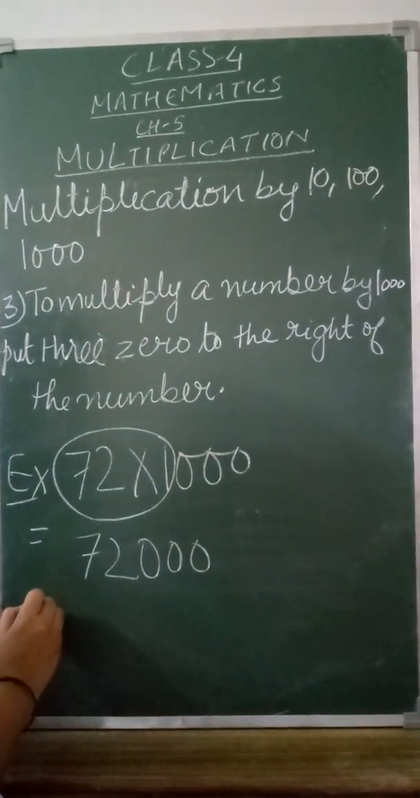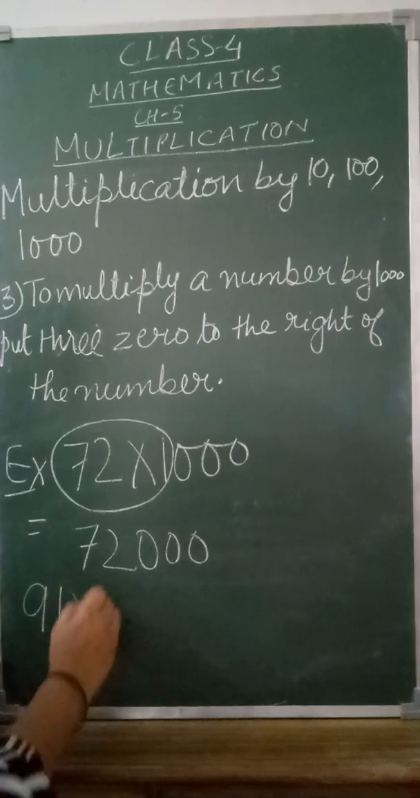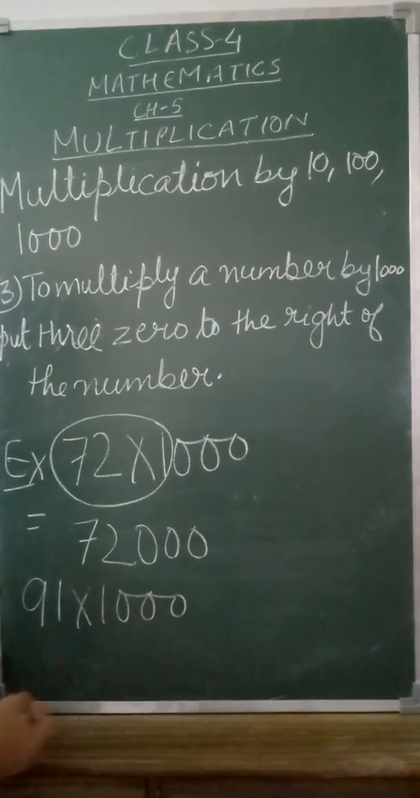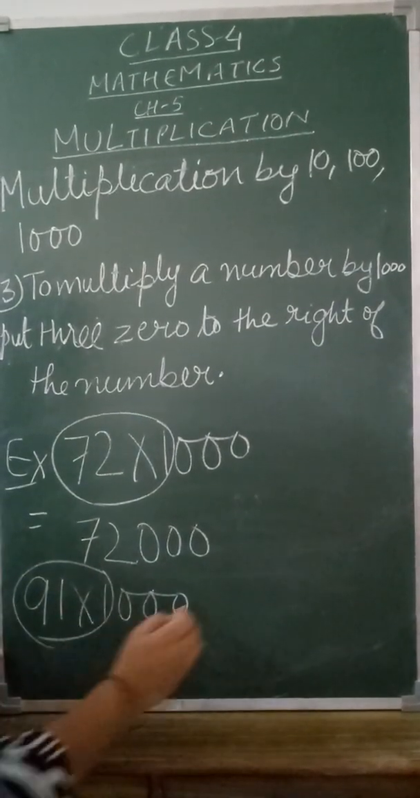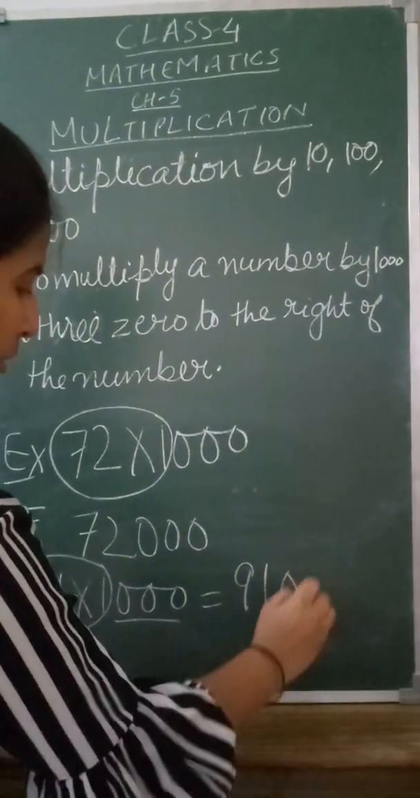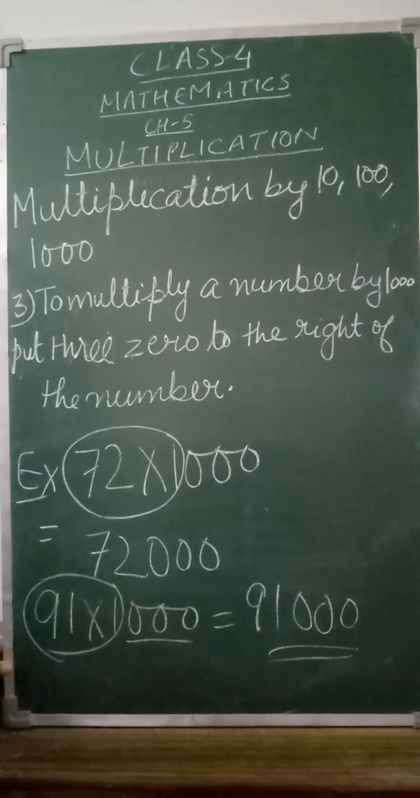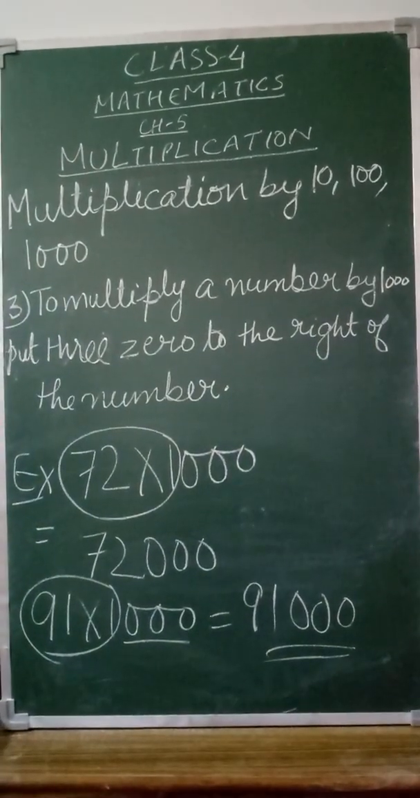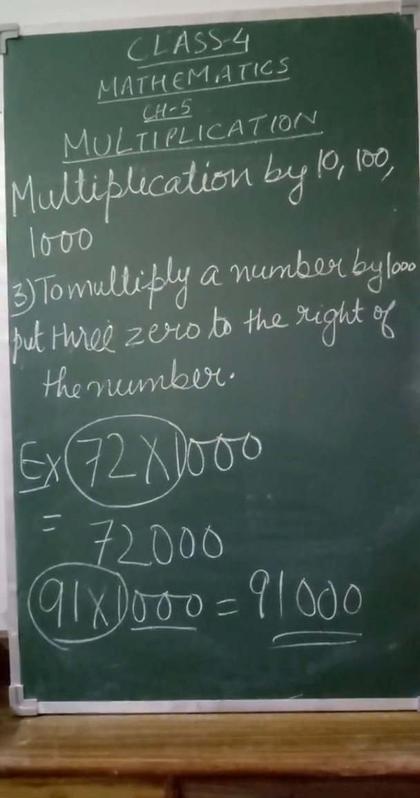And also let's take one more example. Suppose my number is 91 multiplied by 1000. Again, 91 and 3 zeros, 1 2 3. So this is the oral way to do multiplication by 10, 100 or 1000.